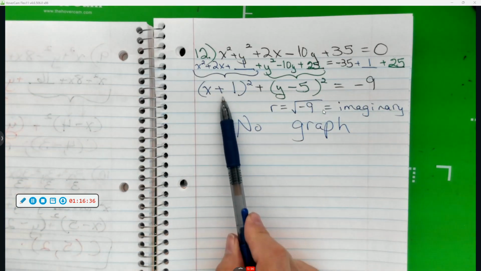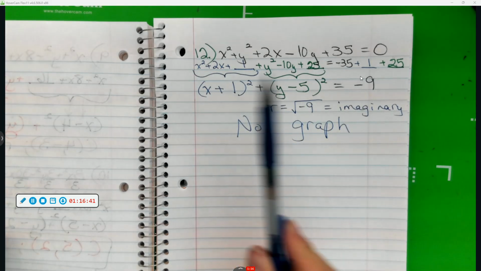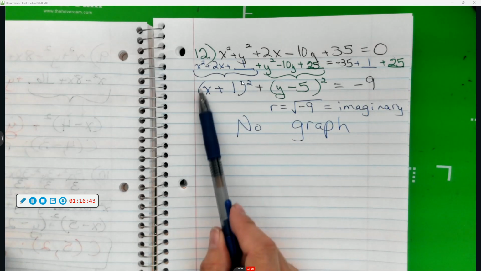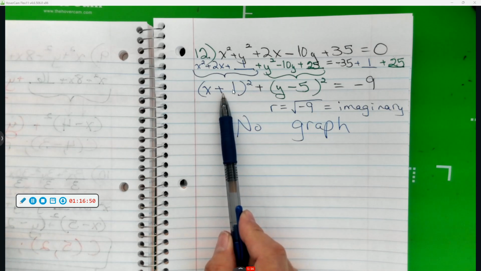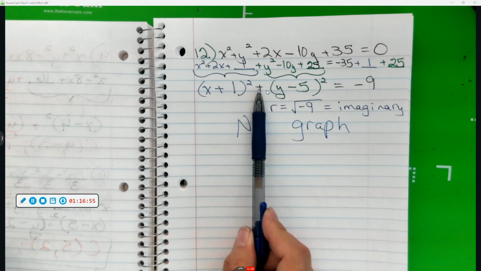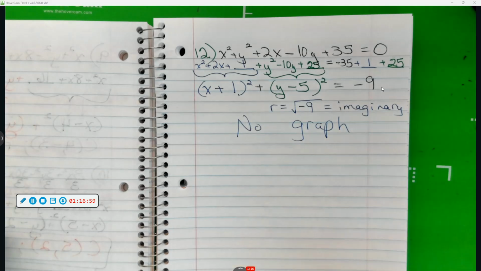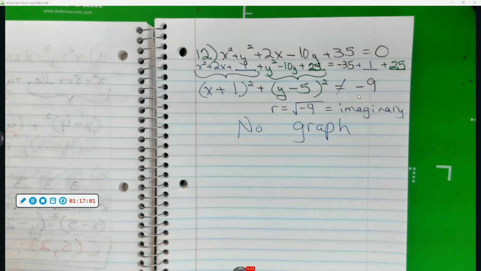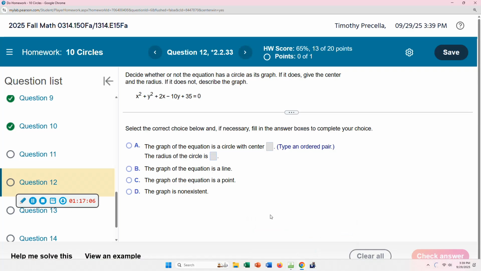No matter what you plug in for x or y, you're never going to get a negative number, because no matter what happens here, when you plug that in and square it, what sort of a number are you going to get? Whether it's negative or positive, when you square it, you're going to get a positive plus positive. Positive plus positive can never equal a negative. So we choose the option, there is no graph. Or the graph is non-existent.